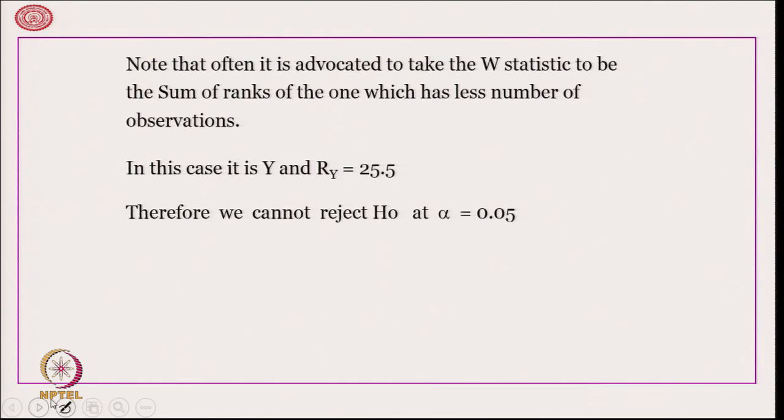Sometimes it is advocated that you take the W statistic to be the sum of ranks of the one out of x and y which has less number of observations. In our case, it was y because y has only 4 observations, whereas x has 5, and we have seen that R y is equal to 25.5. Therefore, using y also we cannot reject the null hypothesis at 0.05.